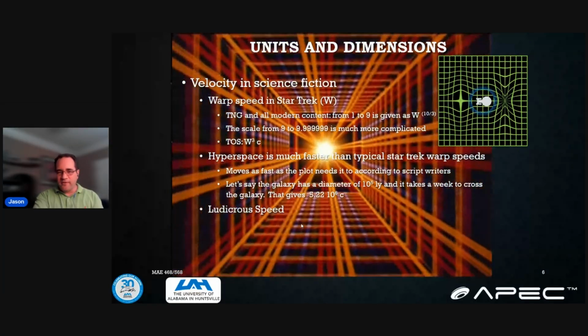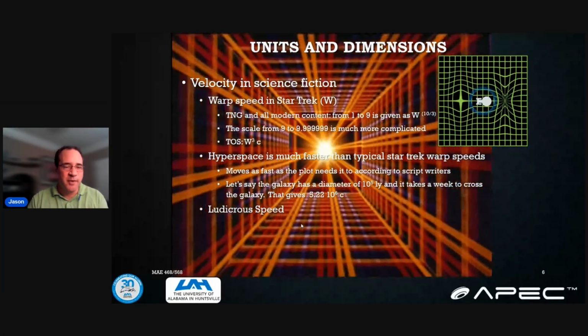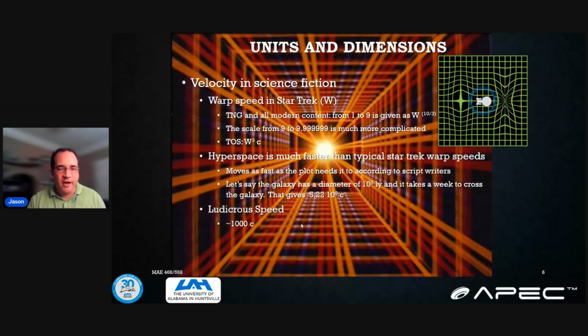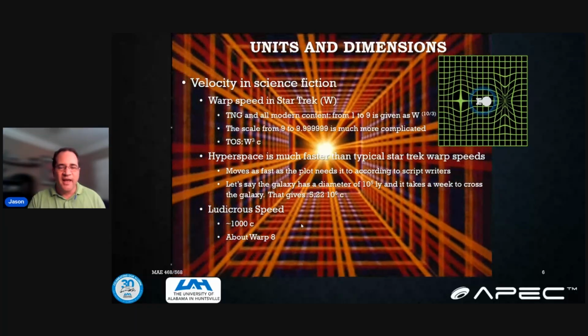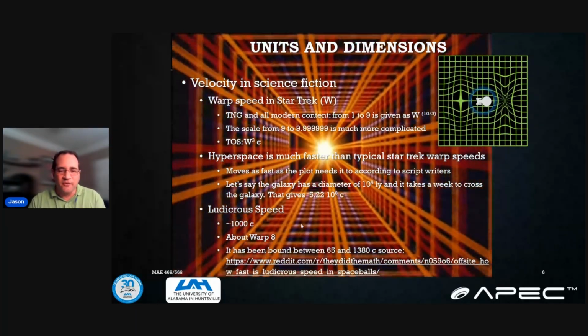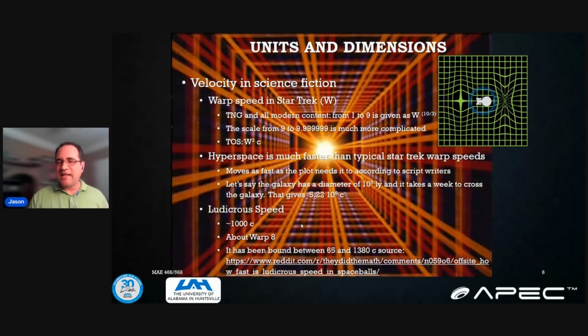Now, the most important one of these, of course, is ludicrous speed. That is about 1,000 times the speed of light. And this comes from a highly reputable source about Warp 8. I found it in an article on Reddit, so I'm sure that's peer-reviewed and legitimate. So anyway, that kind of collects typical velocities in science fiction.